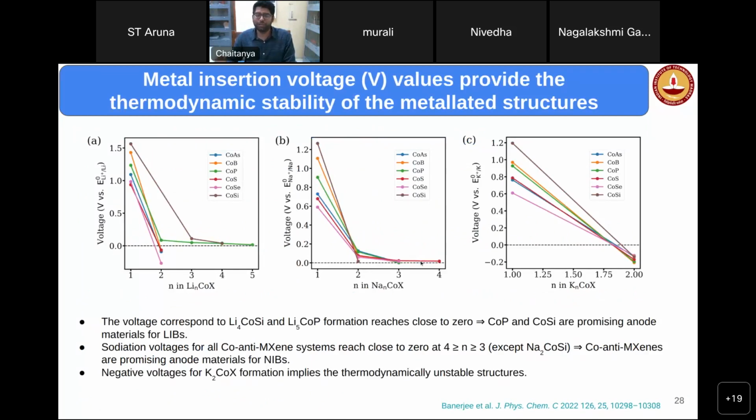This is how we calculated these, and we plotted and obtained the results. The metal insertion voltages were about 0.3, 0.4 on average. Once you calculate the average of these values, that's the range we got. Accordingly, these are good. They have good voltages. Anodic voltages are very good for these materials.